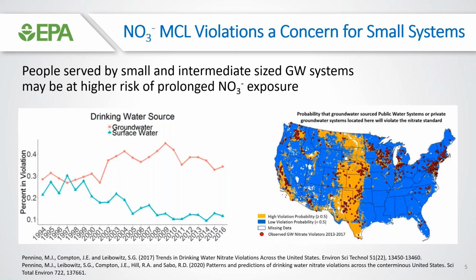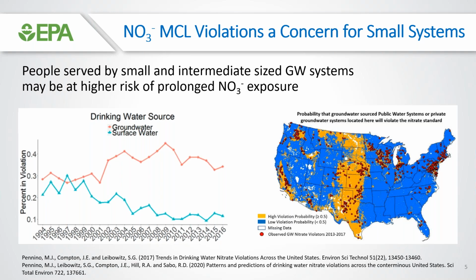And looking now at MCL violations, these figures are from a couple papers by Mike Panino. First, they looked at MCL violations in groundwater systems versus surface water systems since 1994. The percentage of groundwater systems in violation has increased over that period of time, whereas surface water systems are decreasing. And they found that people served by small and intermediate-sized groundwater systems may be at a higher risk of prolonged nitrate exposure.